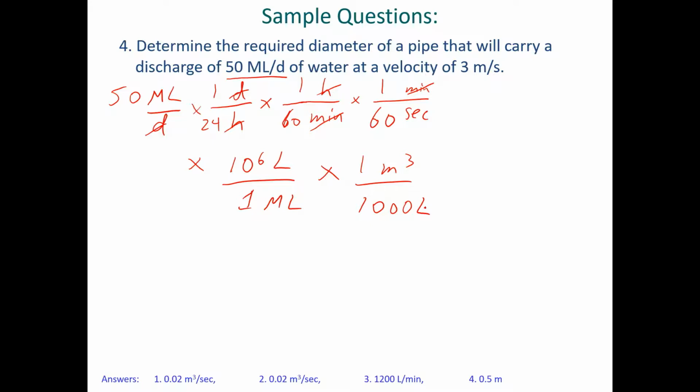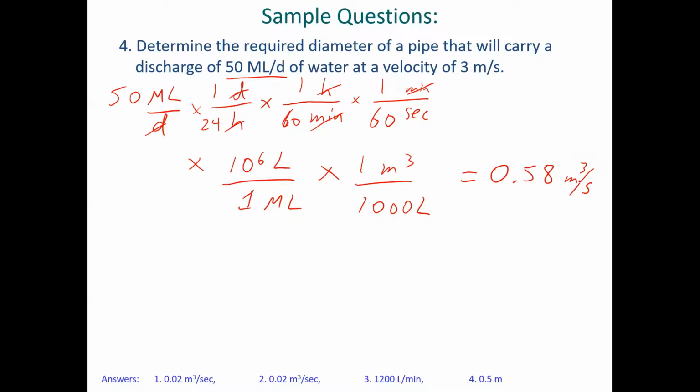So if I do all this, I take 50 and divide it by 24, divided by 60, divided by 60, multiply by 1,000,000, divided by 1,000, and this is what I get: 0.58 cubic meters per second. Okay, I know that looks like a lot, but it's just a matter of slowing down and thinking about what you're doing. It's really important that you do that.